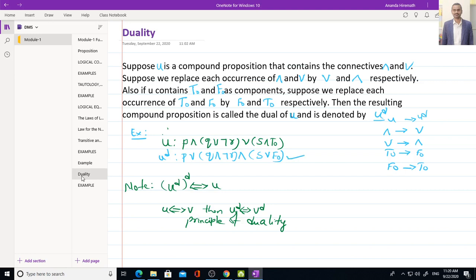Now two more important points to remember. The dual of the dual of U is U itself, or both are logically equivalent. That is the first note. The second note is, if U is logically equivalent to V, then the duals of U and V will be logically equivalent, and this is called the principle of duality. I hope you understand it. Now let us try to solve some examples on duality.